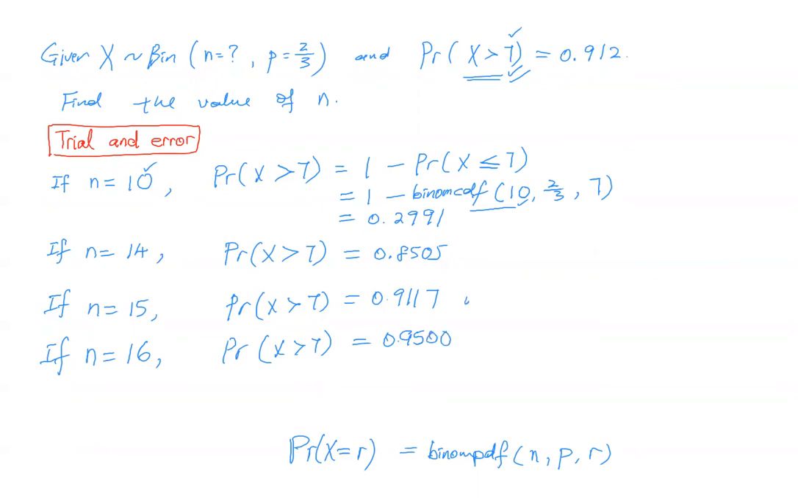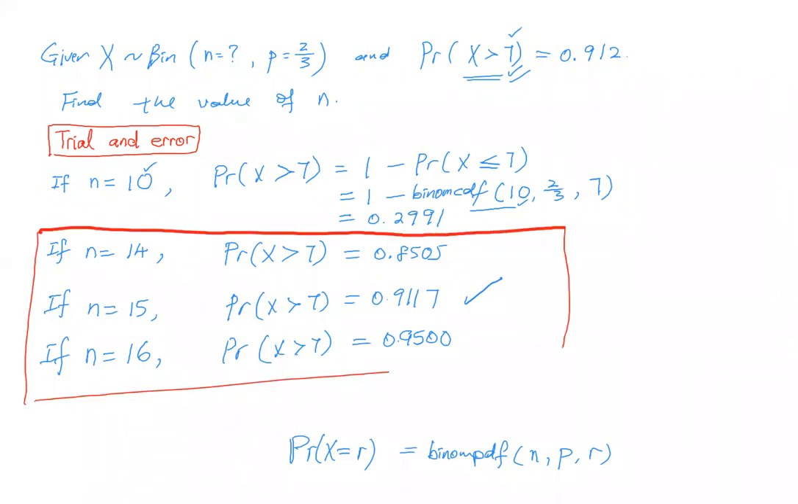So you choose this one. See or not? When you talk about trial and error, your recording is very important. This is the important part that you have to record down. Other tries, you don't have to record down. Do you get me?